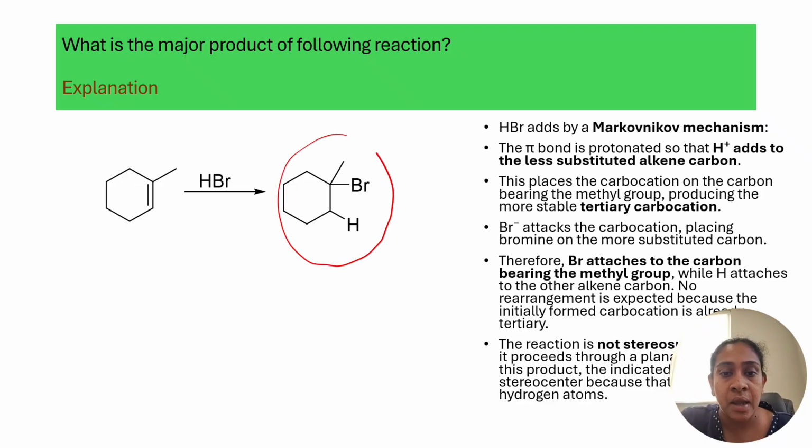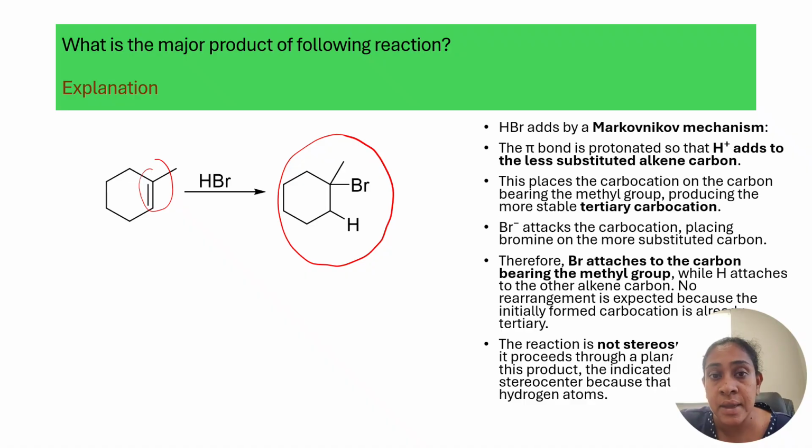Here is my major product. Let's summarize why this product forms. HBr adds to the alkene through Markovnikov addition. First, the pi bond is protonated so that the hydrogen is going to add to the less substituted alkene carbon, and then it will place the positive charge on the carbon bearing the methyl group.